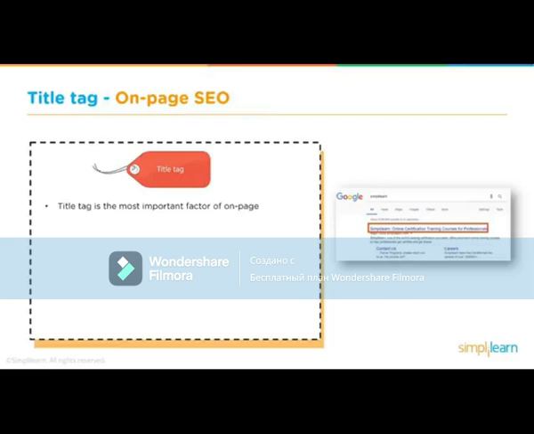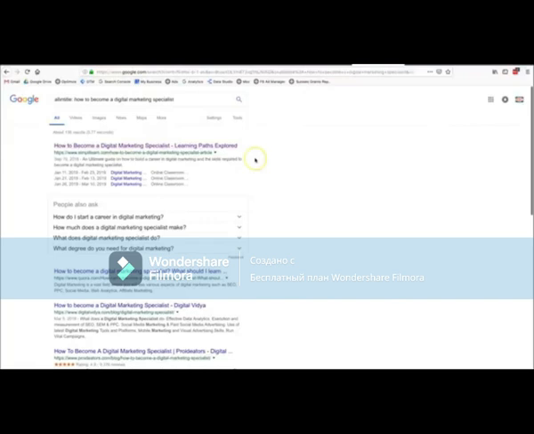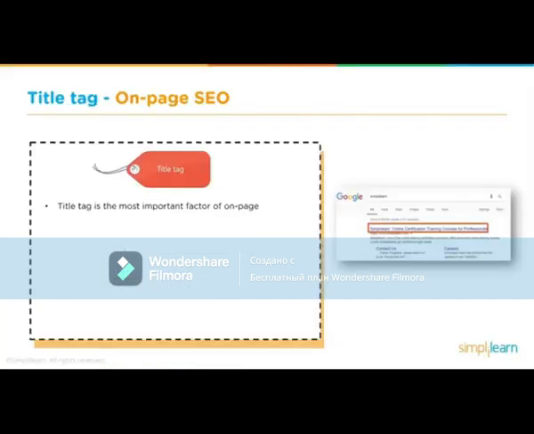So if you remember my example, going back here to our search, how to become a digital marketing specialist, we saw that every one of these listings had that keyword in the title tag. And the title tag is important because that's what users who use Google search see first when they type in a query and get results. So they're going to see the title tag. So the title tag is the most important element for on-page SEO. It's the most important factor because that's what people see.